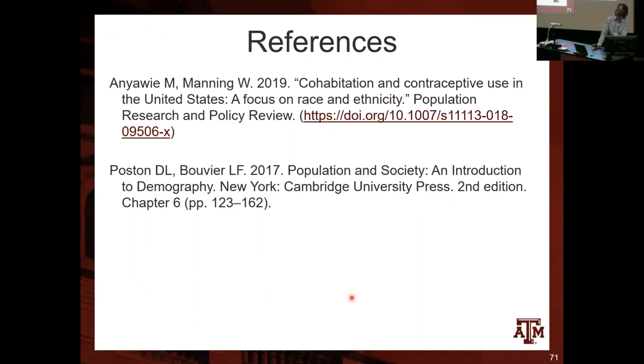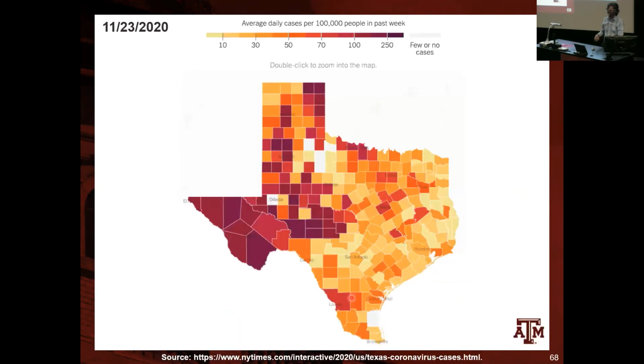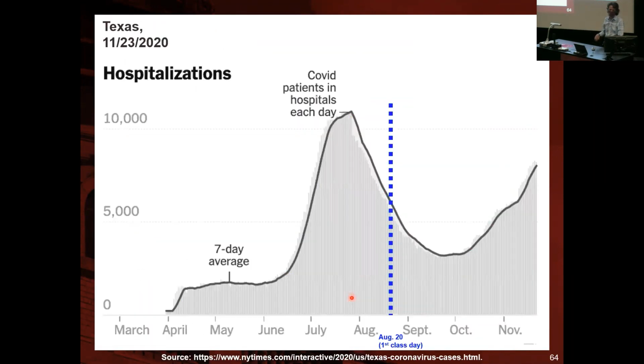Okay, so this is not a joke, this is serious. The pandemic's still there. With Thanksgiving, these numbers tend to keep increasing, more people dying.